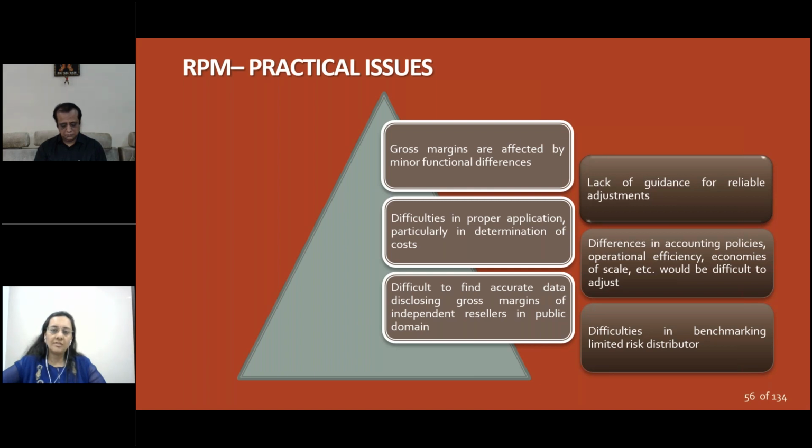Lots of times you don't have gross profit data. There it becomes difficult to apply RPM. Adjustments are difficult because there can be subjective reasons, like I've said, operational efficiency, economies of scale, etc. These things are difficult to adjust, and therefore, sometimes RPM is difficult to apply.